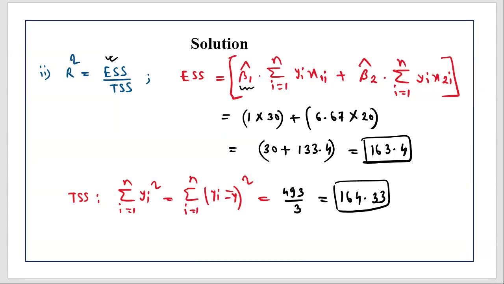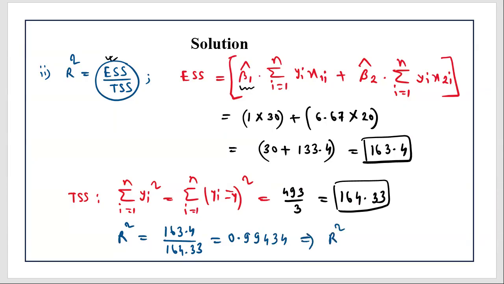Now, if you know what is ESS and what is TSS, you can simply find out this ratio. ESS is 163.4 and TSS is 164.33. If you divide, R square will come out to be 0.99434, right? Or approximately, R square will be 0.99. So it is a very, very good model according to our data set.